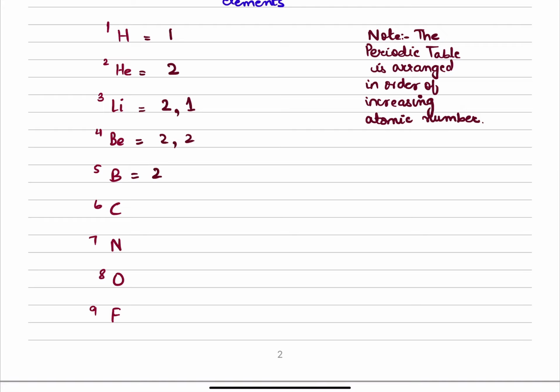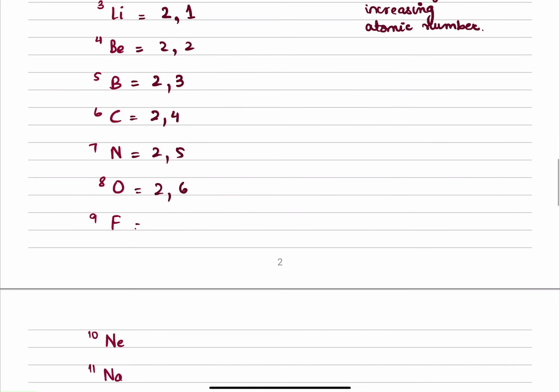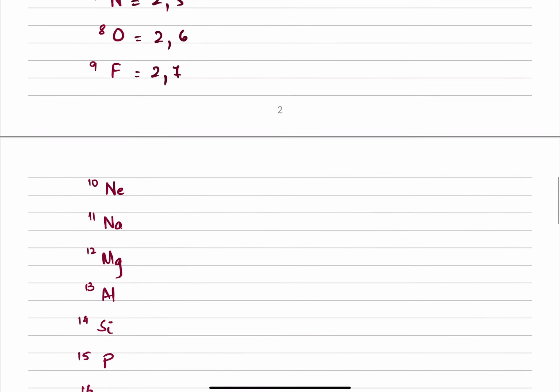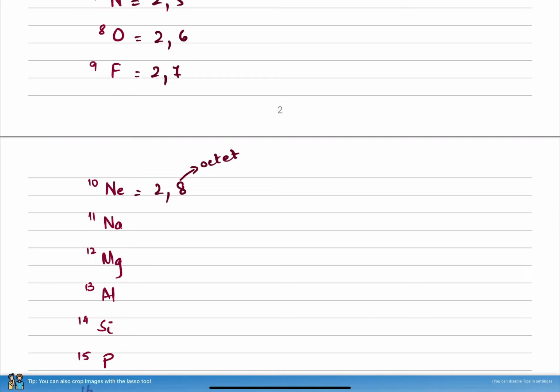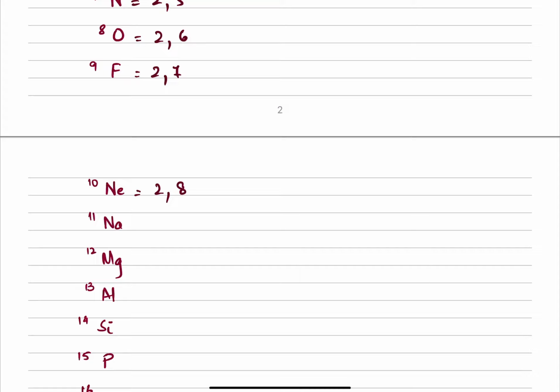So boron would be 2, 3, carbon would be 2, 4, nitrogen would be 2, 5, oxygen would be 2, 6, fluorine would be 2, 7, neon would be 2, 8. Now, after neon, you see that the octet is also full. You have 8 electrons in the octet. You cannot add any more electrons in the octet anymore. So now the electron will go in the third shell.